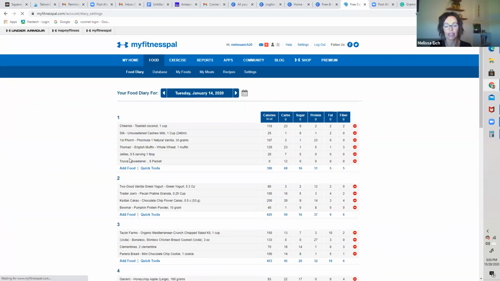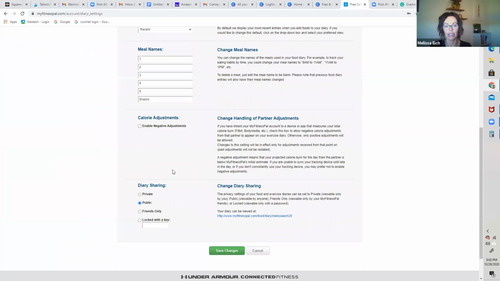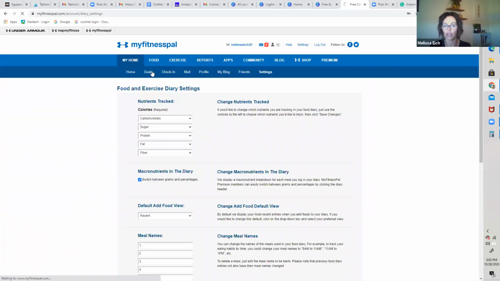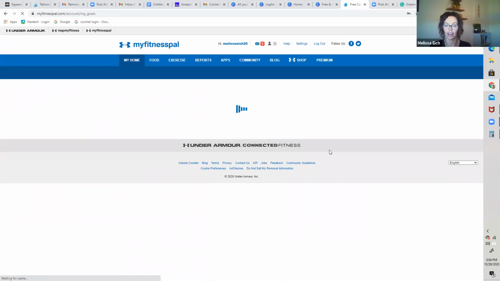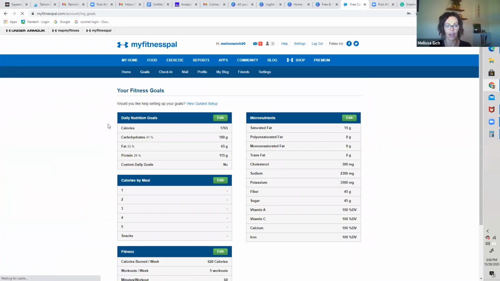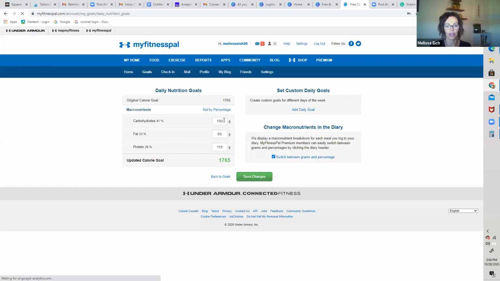Into settings. And let's go to goals. Right there. Maybe. We'll get there. My internet is a little slow. Okay, edit daily nutrition goals right here. So I want my protein to be 138. I'm going to change that right there. And then my updated calorie goal is going to automatically be updated. So you're going to need to go through here and just put in numbers until you get to that 18. I can't remember what it was now.